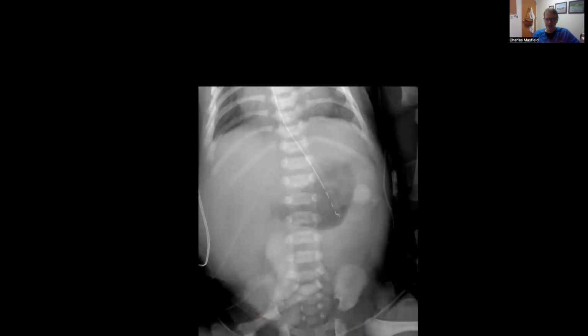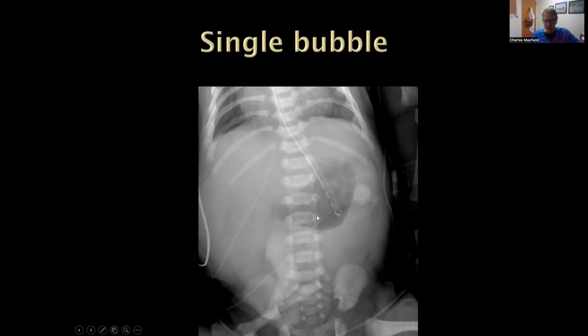Okay, next baby, next case. Again, we start with the X-ray. Which of the 8 X-ray patterns is this one? This is a single bubble, right? You see the one big bubble there. We're all looking for gas distally. I'm not seeing any, so this must be a single bubble.